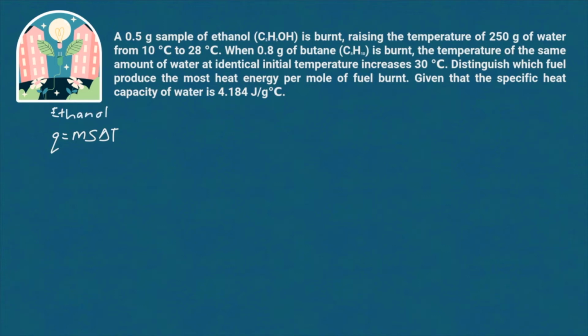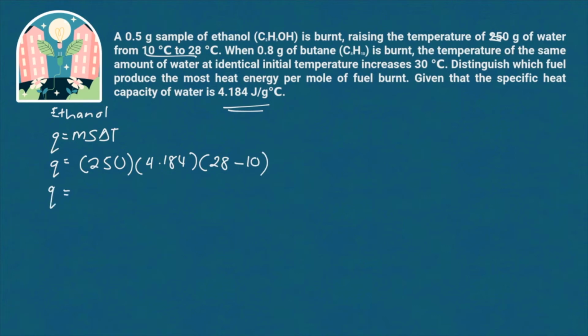Right, so the Q for ethanol is equivalent to, so the mass is not the mass of ethanol. Instead, you should calculate the mass of water. So the mass of water is 250 grams, and the S is given in the question, which is 4.184, and the temperature, final minus initial: the final temperature is 28, and the initial temperature is 10. So the Q for ethanol is actually equivalent to 1.8828 times 10 to the power of 4.